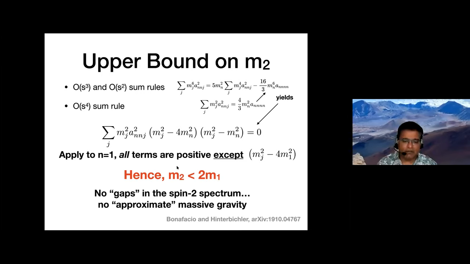In particular, you can only get the upper bound on the next highest state. If M1 is your lightest massive state, the next highest state can't have a mass greater than twice the mass of the first one. And actually, if you think about it, this is exactly what happens in the toroidal limit. In the toroidal limit, M2 is exactly 2M1. And you can check, although it's not obvious, when you solve the Kaluza-Klein problem for the warp case, M2 is always less than twice M1. So this is a big difference between the Yang-Mills case and the spin 2 case.